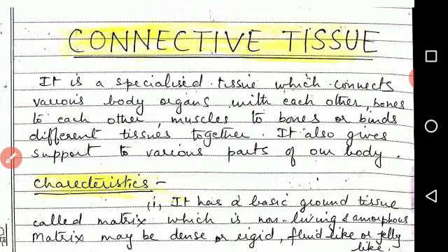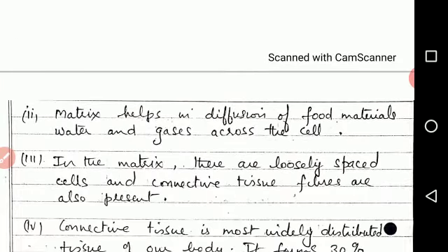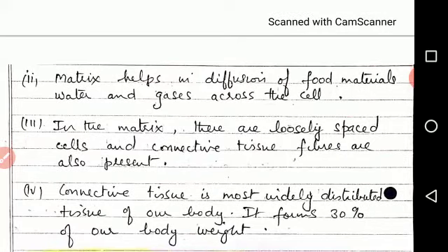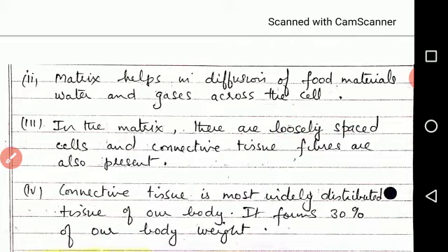Characteristics: it has a basic ground tissue called matrix. Matrix may be dense or rigid, fluid like or jelly like. In the matrix, there are loosely packed cells and connective tissue fibers are also present. It is the most widely distributed tissue of our body. It forms 30% of our body weight.